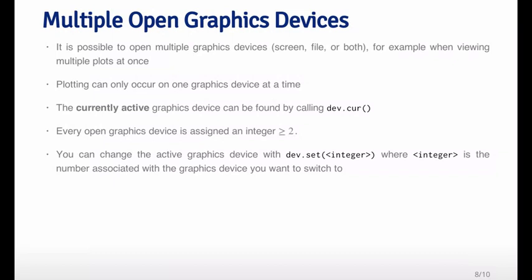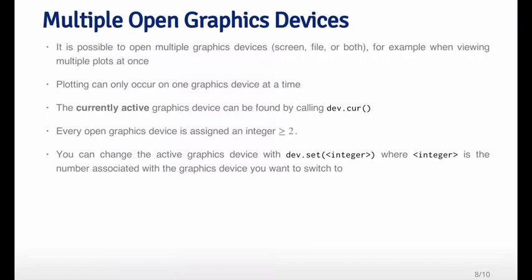So it's possible to open multiple graphics devices. For example, you might want to create 3 or 4 different plots to look at the same time, and the way to do that is to have 3 or 4 different screen devices open. You can launch graphics devices explicitly. You can launch the screen device, for example, on Mac by calling the quartz function multiple times, and then you'll open multiple graphics screen devices.